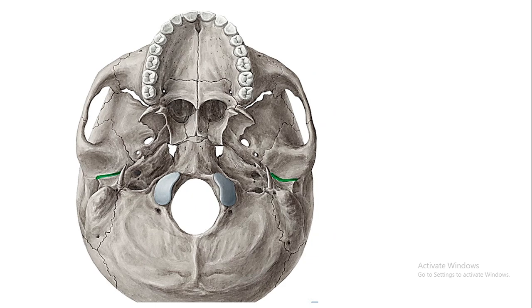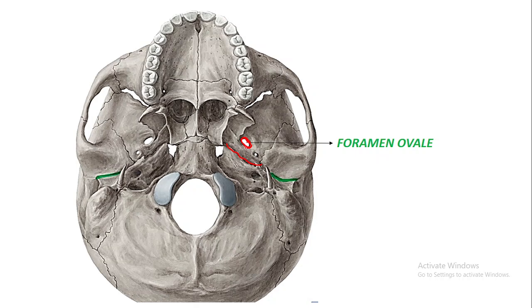Coming to the middle part of norma basalis. Here there is a large oval foramen which is called the foramen ovale. It is present in the middle cranial fossa on the greater wing of sphenoid. So this is the posteromedial border of the greater wing of sphenoid. Along the posteromedial border of the greater wing of sphenoid, there is the foramen ovale. So this is its anatomic location.